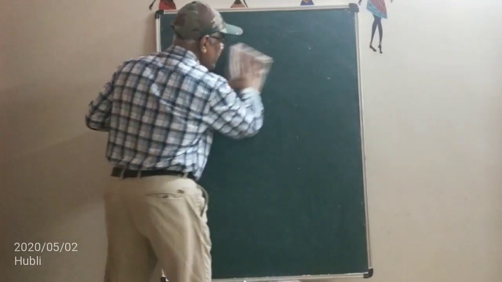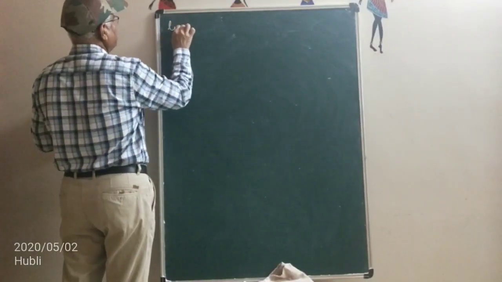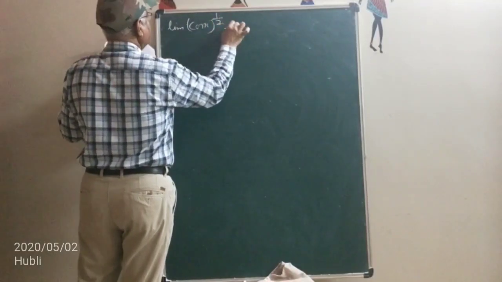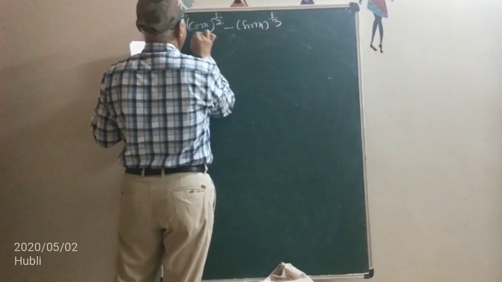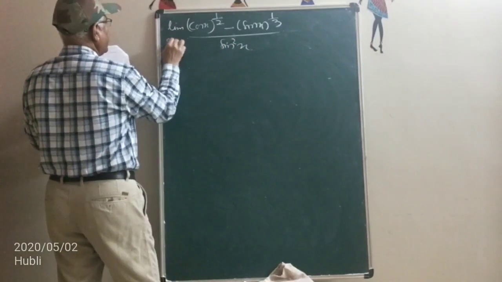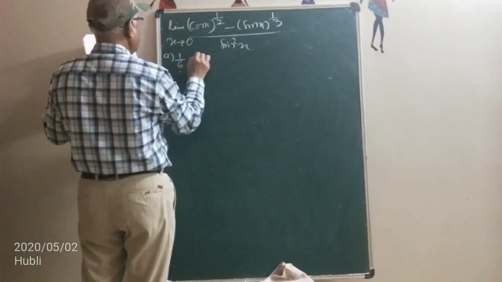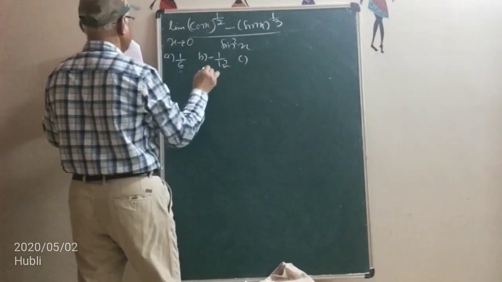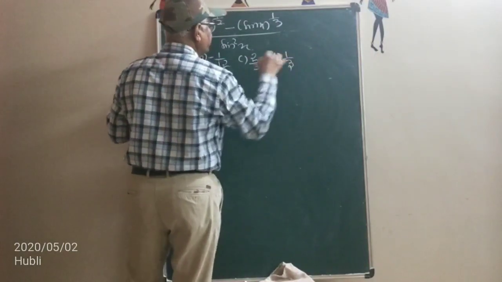Now slowly we are moving toward the difficult level questions, students. Limit of cos x raised to 1 by 2 minus cos x raised to 1 by 3, divided by sin square x as x tends to 0. The first option is 1 by 6, the second option is minus 1 by 12, the third option is 2 by 3 and the last option is 1 by 3.